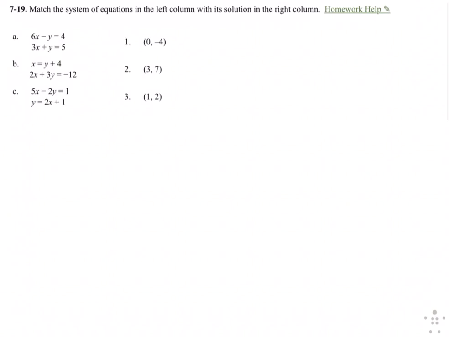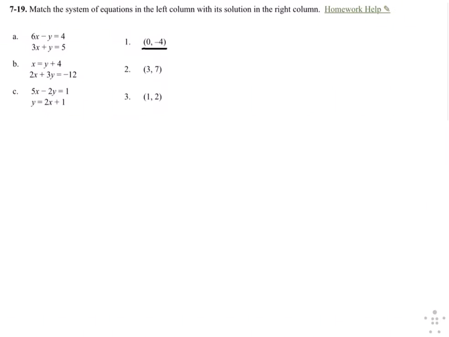Okay, there's a lot of ways to do this. Basically, they give us these three systems of equations and they give us these values. You could do it either way. You could solve the systems of equations and then find the point that it is, or you could just substitute in the point and see which one it works in.